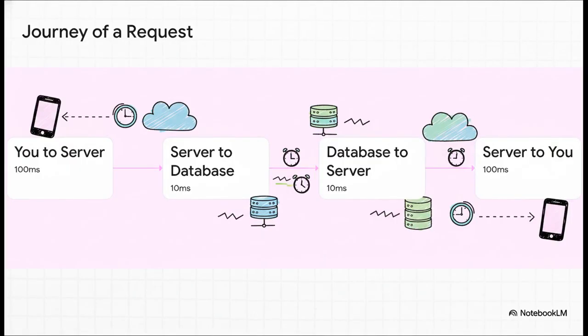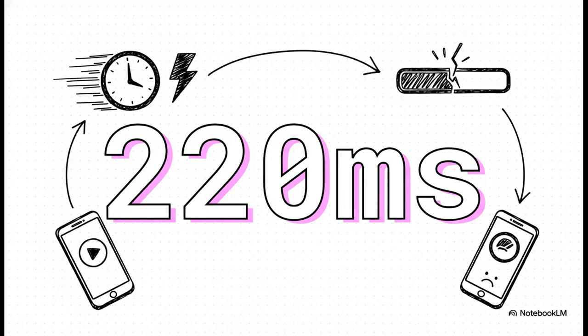Okay, let's actually follow the data on its journey. When you refresh your feed, your phone sends a request out to a server somewhere. Let's say that takes about 100 milliseconds. Then that server has to turn around and ask the database, hey, can I get the latest photos? That's another 10 milliseconds. The database finds the info and sends it back to the server. That's 10 more milliseconds. And finally, the server bundles it all up and sends it all the way back to your phone, another 100 millisecond trip. So you add all of that up and the entire round trip takes 220 milliseconds.